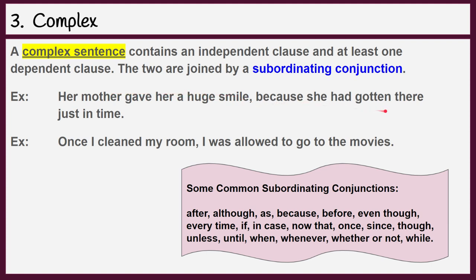Then we try the same thing with the other side. In this case, we have, because she had gotten there just in time. Okay? It feels like this needs something else for it to be a complete sentence. Because she had gotten there just in time, what happened? We don't really know. So this needs more context in order for this part of the sentence to make sense. So we know that this is a dependent clause. It depends on the first half for this thing to make sense.